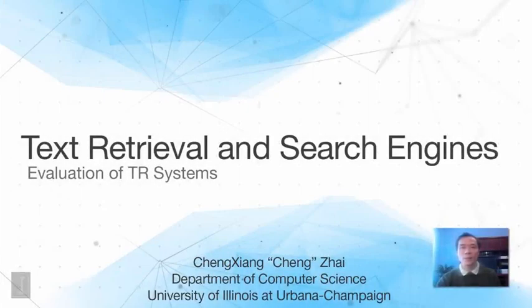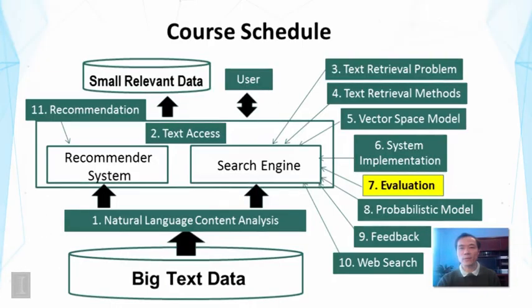This lecture is about the evaluation of text retrieval systems. In the previous lectures, we have talked about a number of text retrieval methods, different kinds of ranking functions. But how do we know which one works the best? In order to answer this question, we have to compare them, and that means we have to evaluate these retrieval methods. So this is the main topic of this lecture.